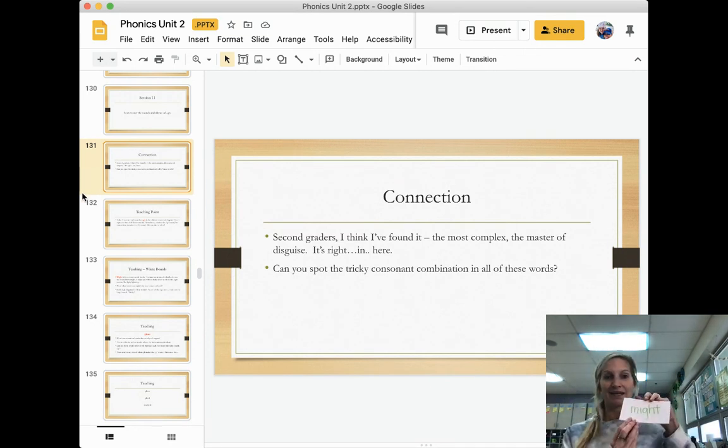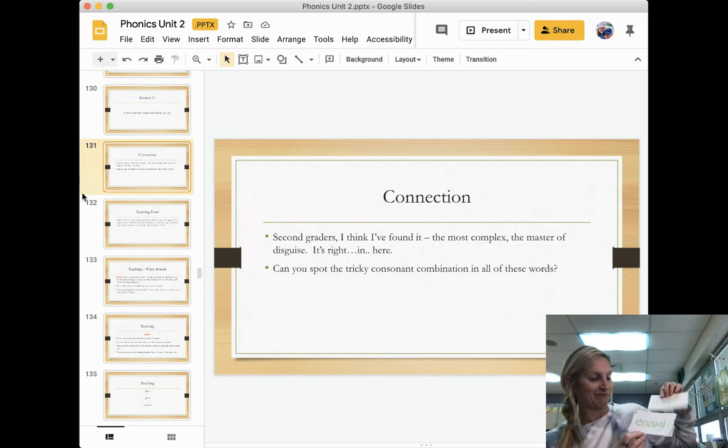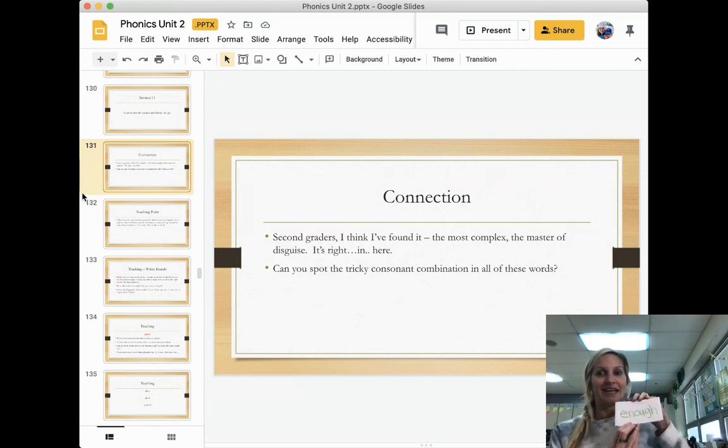The second word is might. Enough. And through. Can you spot what the really tricky consonant combination is in all of these words? What is it, you guys? Do you know? I hope that you said in all of these words is a GH.